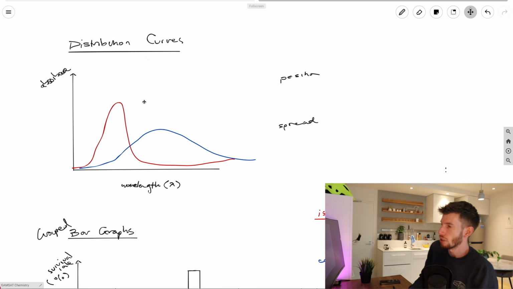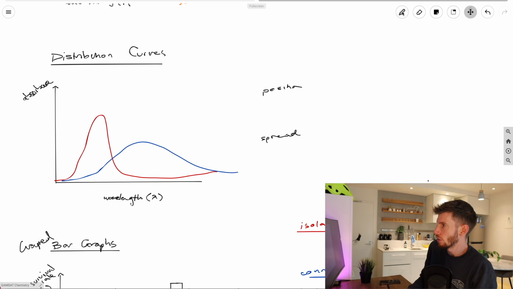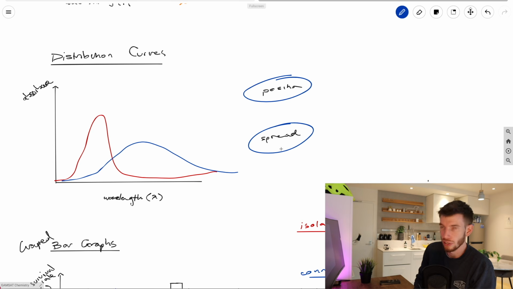Then we have distribution curves. So distribution curves, I mentioned those before with enzyme activity. So you can also have them in physics questions relating to wavelength of light and the absorbance of that light, and a couple of different examples. The only things you really want to look for here are the position of the maximum point and the spread of the data as well, the spread of the graph. So if you want to compare the absolute values or positions, just go for the maximums. This would be x1, this would be x2. So clearly the blue graph has a higher wavelength of absorbance.